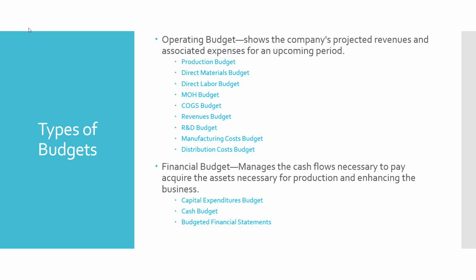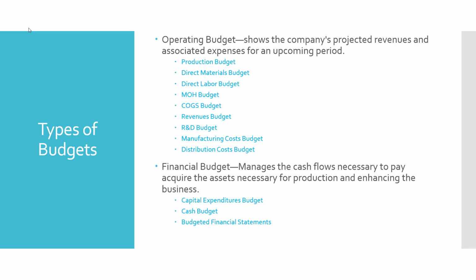Typically, in a master budget, they group a chunk of these lower level budgets into multiple sections, and the two most prominent are your operating budget, which is your expected revenues and the expenses you're going to have to incur to generate those revenues during the period, i.e. your operations. So that's inclusive of things like your production budget, your materials, labor, and manufacturing overhead budgets, your COGS budget, your revenue budget, and then any other operating costs that you have during the period that aren't inventoriable but are still a necessary component of your business.